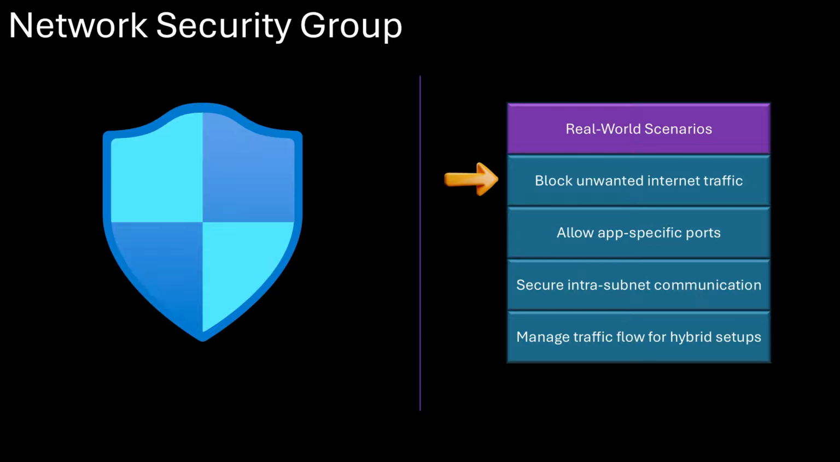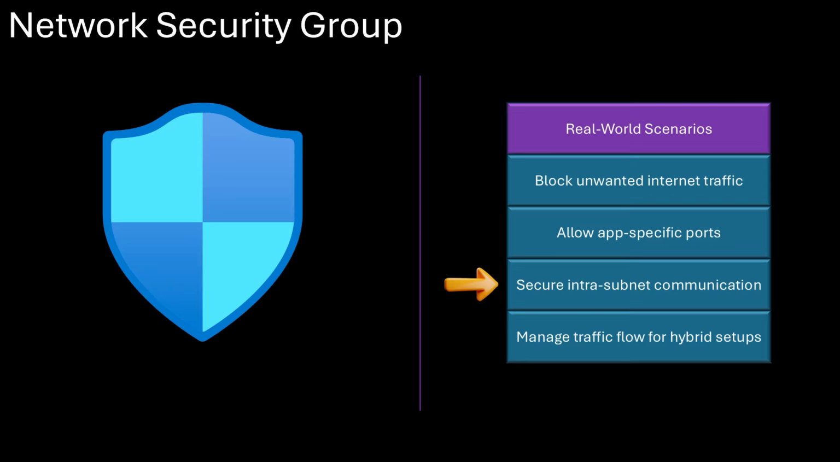Using NSG, you can block unwanted internet traffic. Say you have got a VM running a sensitive database and you don't want it exposed to the internet. You would use an NSG to deny inbound traffic using the Internet service tag in this case. Using NSG, you can allow app-specific ports. If you are hosting a web app, you can create a security rule to allow inbound traffic on port 80, which is HTTP, or port 443, which is HTTPS.